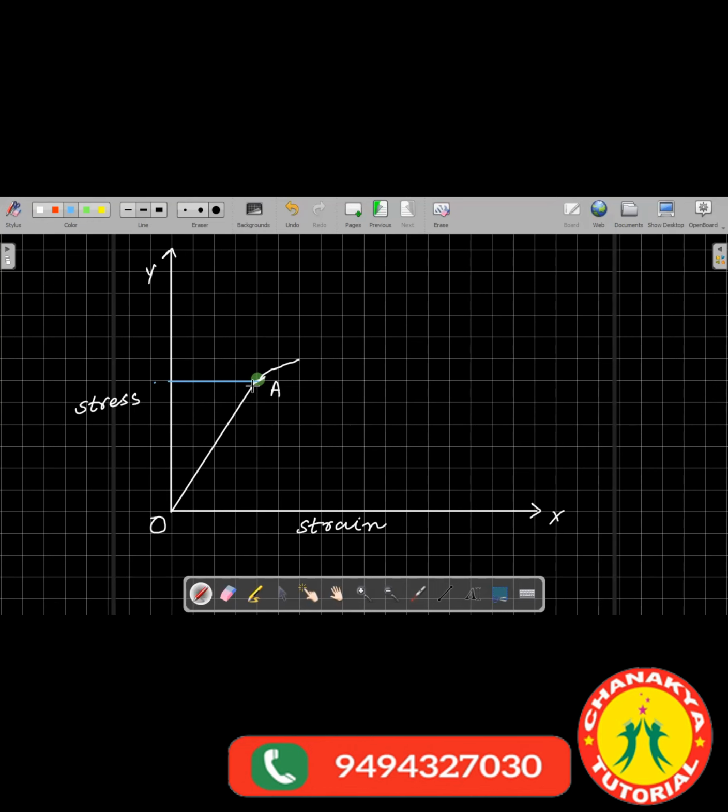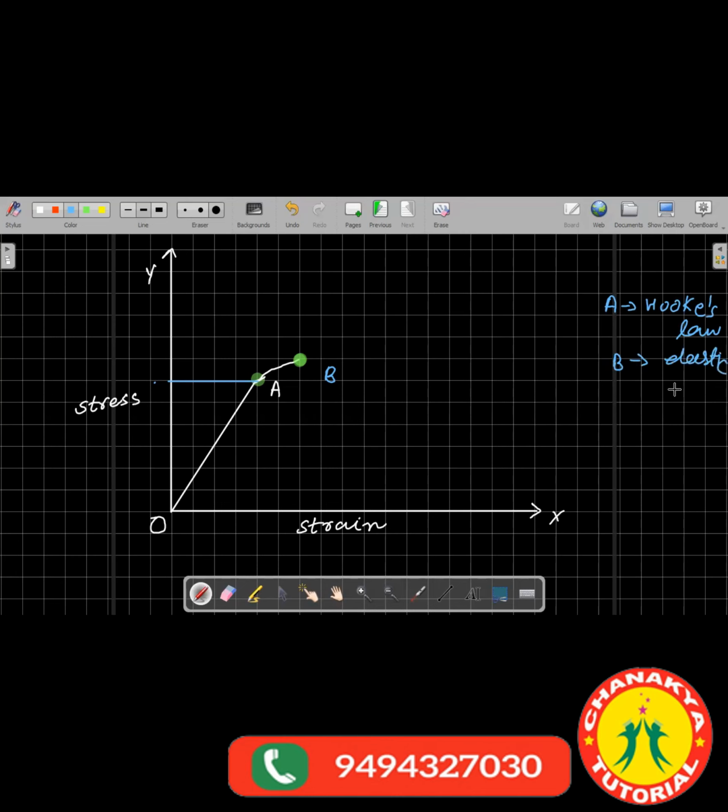After this, we observe that the graph is not a straight line. Then we encounter a point which we call B. So let's mark another point B and let this point B be the limit of elasticity. This is called the limit of elasticity. So we say that A is the point up to which Hooke's law is obeyed. There is point B up to which we call the elastic limit.